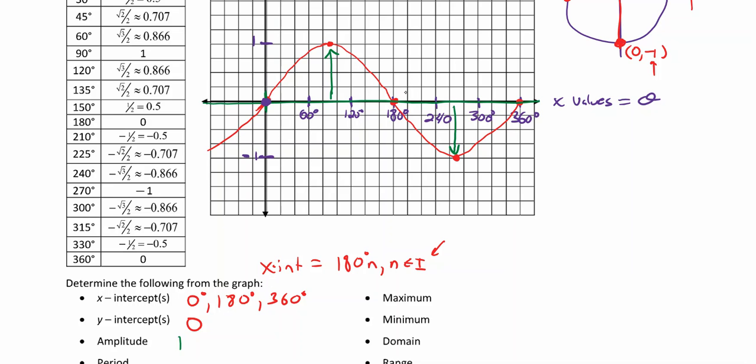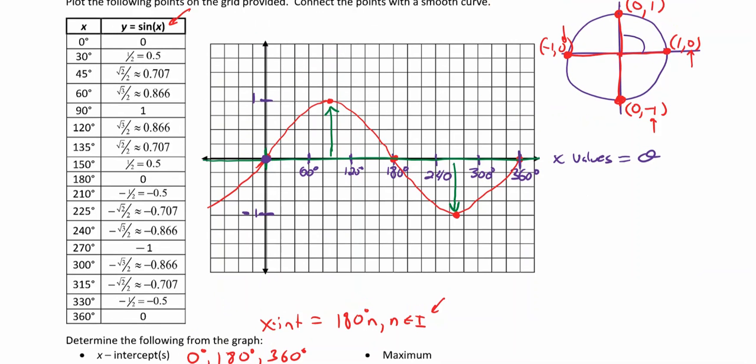Do you see how one cycle, well, halfway would get you to there, and then the full cycle would get you to 360 degrees, right? That would be all the way around the circle. That would be starting here and going all the way around, right? So that would be the period.